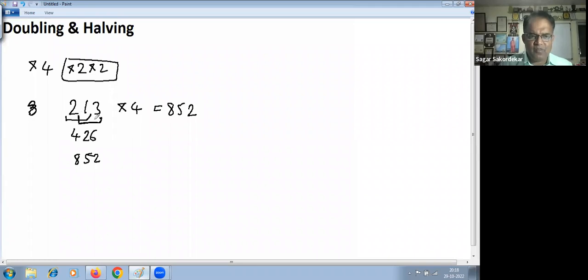So 13 into 2 is 26. Here you have to go from right to left and then double of 2 is 4. Now this is multiply by 4. So doubling means you have multiplied by 2. So again you have to multiply by 2. Multiplied by 4 is multiplied by 2 two times. So it's like doubling twice. Double of 13 is 26. Double of 2 is 4. Double of 26 is 52. Double of 4 is 8. Try this using this method.